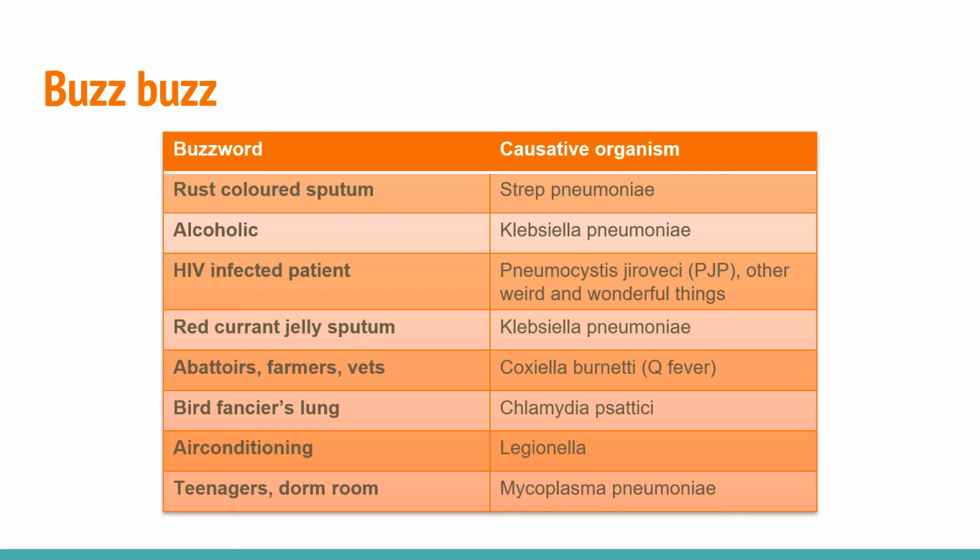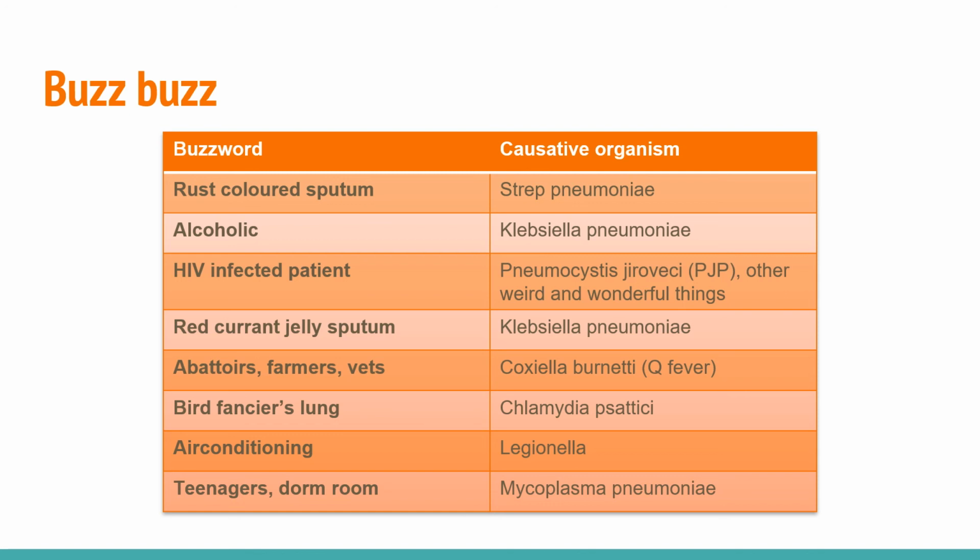Air conditioning, so any sort of aerosol or damp or water is your Legionella. I kind of remember it like Legionella, Alpha Lake Legionella. Teenagers, dorm room, that's your Mycoplasma pneumoniae. So the stem for that could be a bunch of 18-year-olds that live on residence at university are all coming down with a pneumonia. What's the most likely causative organism? And that's your Mycoplasma pneumoniae.